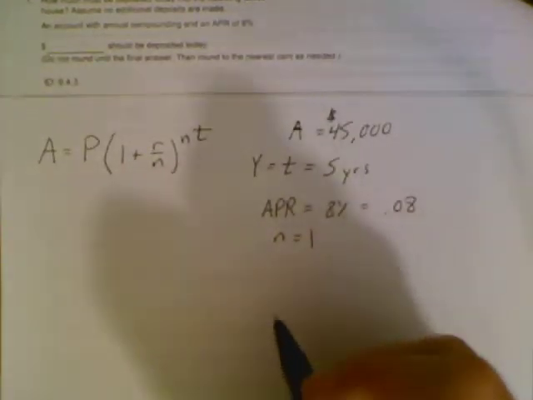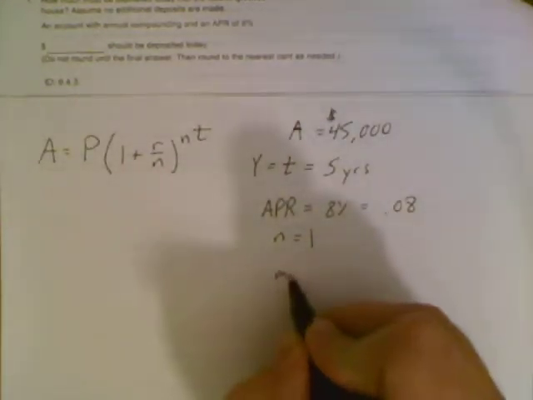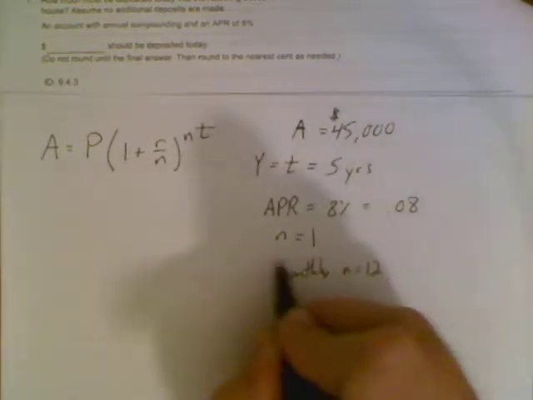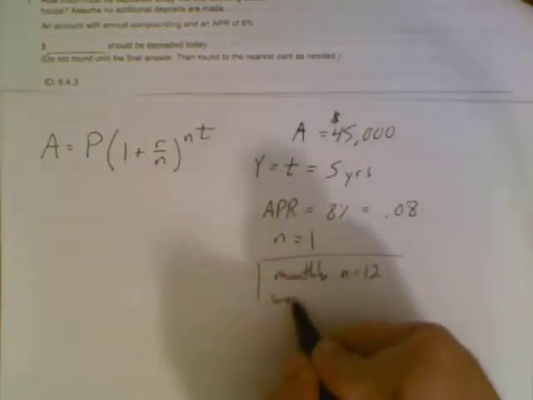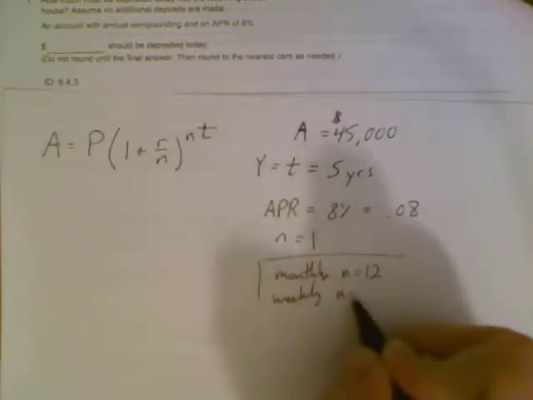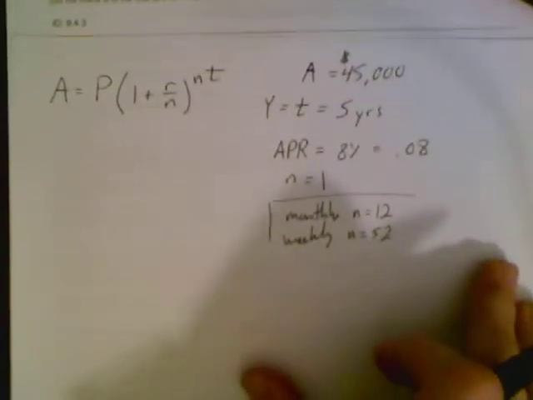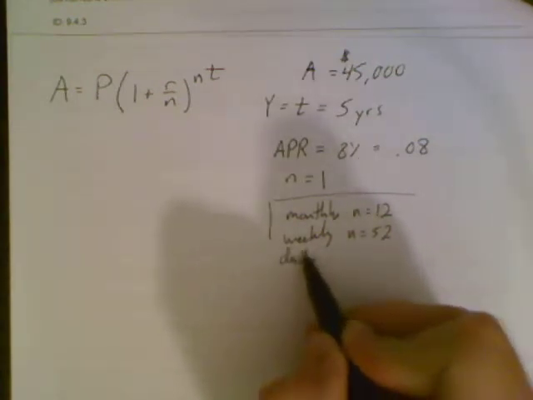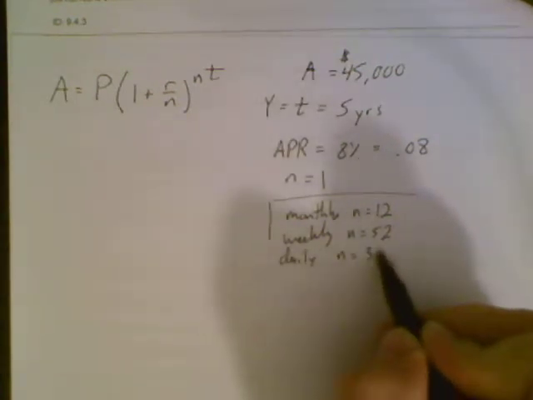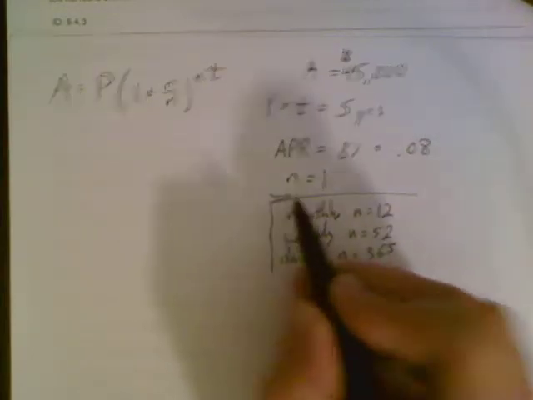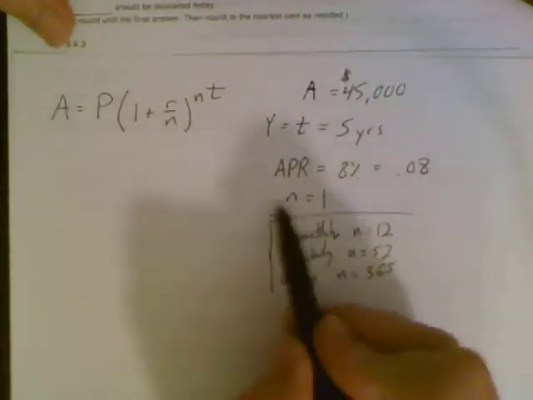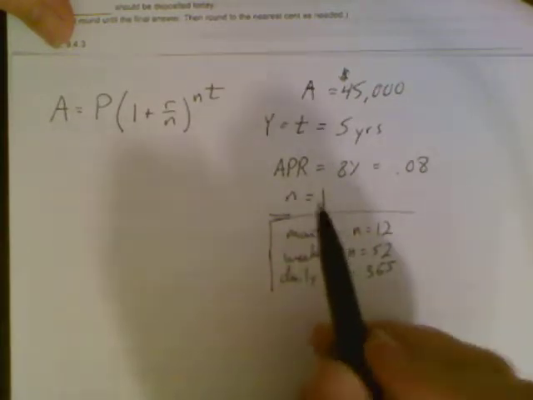Again, if we had a monthly situation, N would be equal to 12. If we were looking at, say, weekly, there are 52 weeks in the year, so N would be 52. We also have maybe daily and a few other possibilities, but N for daily is 365. Do not be afraid to use these values where necessary in this formula. Again, for this one, N is 1, because we're compounding once per year.